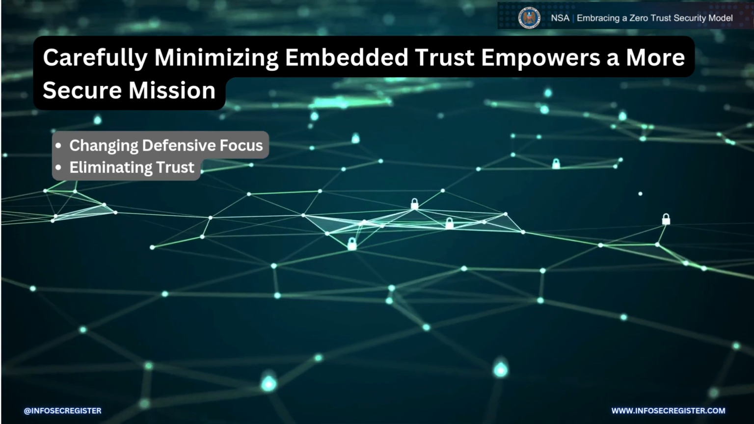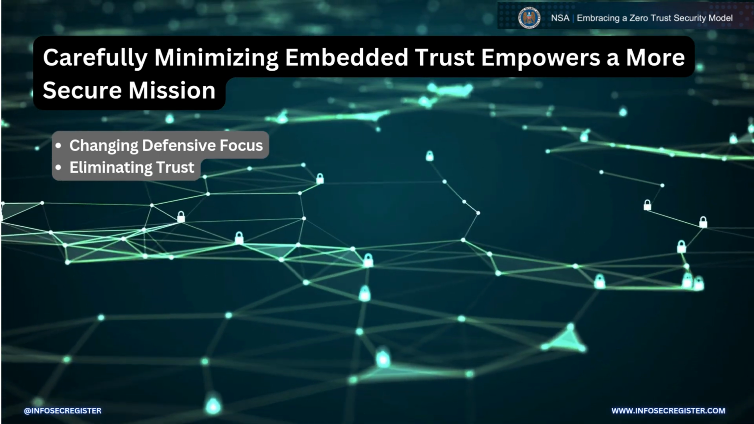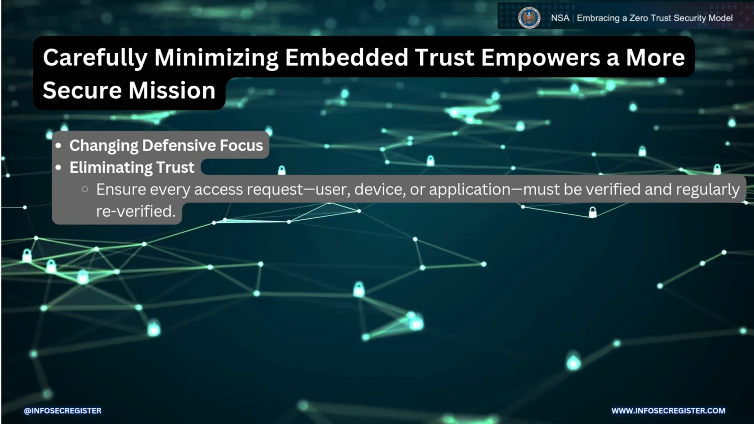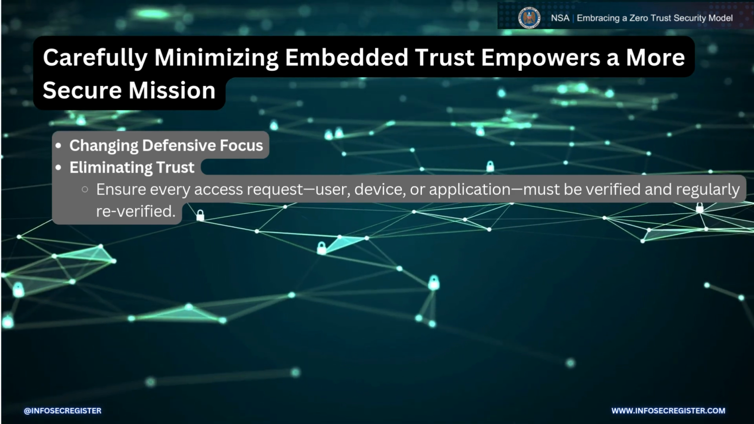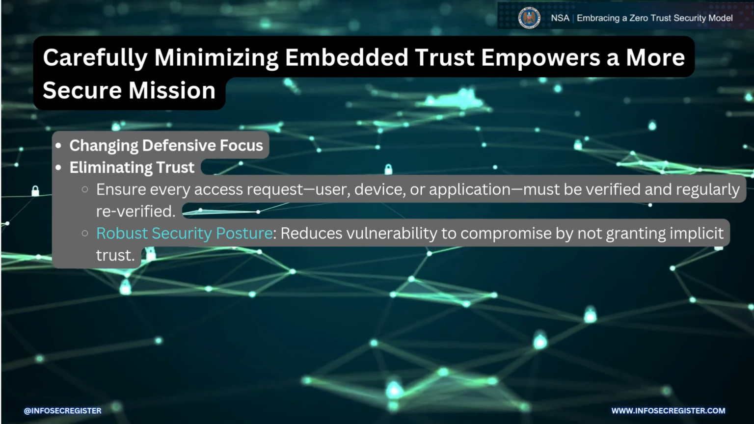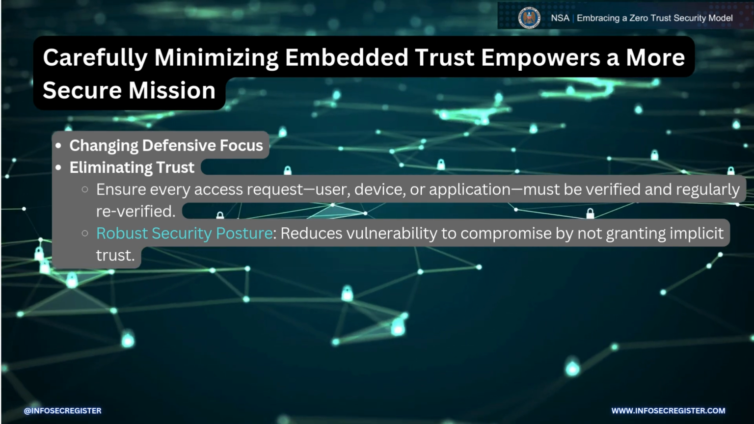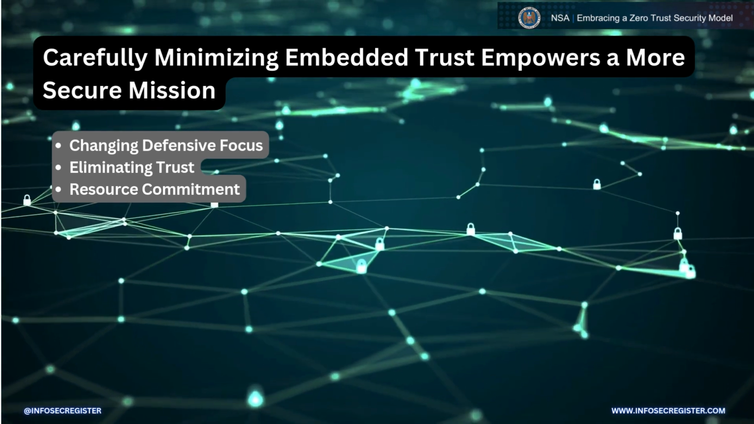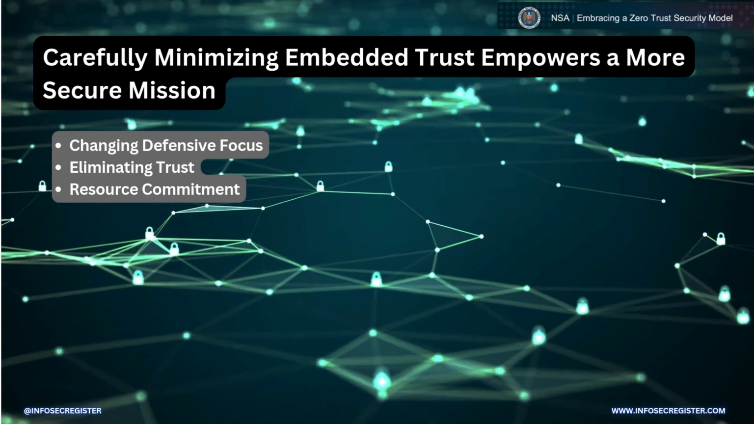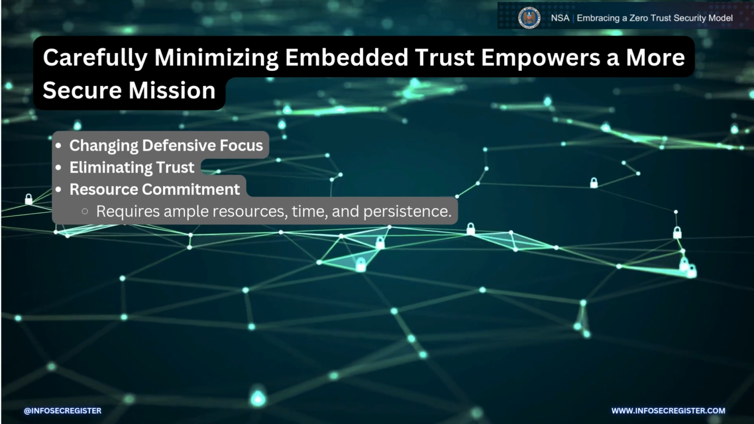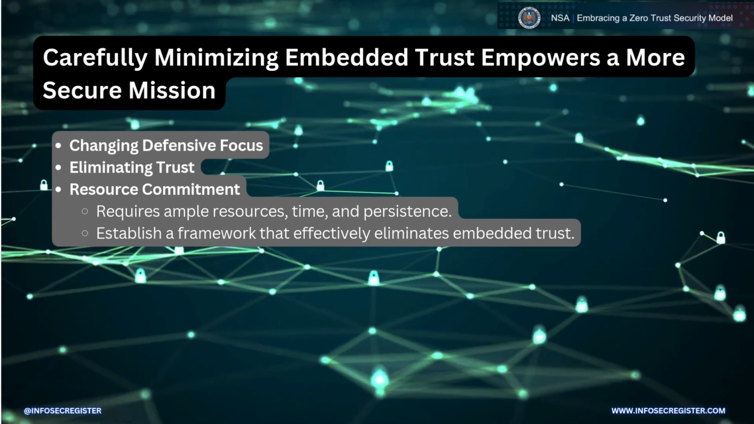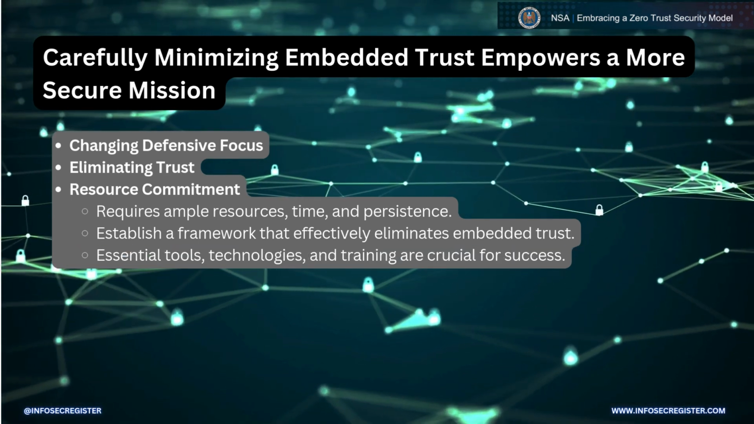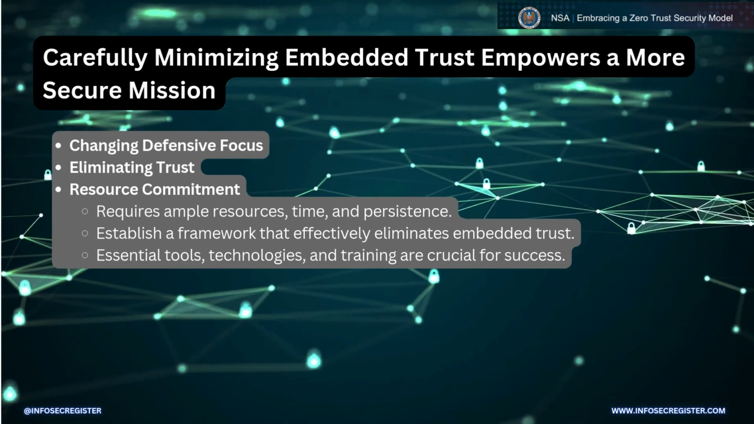Second, eliminating trust. At the core of zero trust is the principle of eliminating unnecessary trust. This means that every access request, whether from a user, device, or application, must be verified and re-verified regularly. By doing so, we create a robust security posture that is less vulnerable to compromise, as trust is no longer implicitly granted. Third, resource commitment. Implementing a zero-trust architecture is not a task to be taken lightly. It requires significant resources, time, and persistence to establish a framework that effectively eliminates embedded trust. Organizations must be prepared to invest in the necessary tools, technologies, and training to support this paradigm shift.